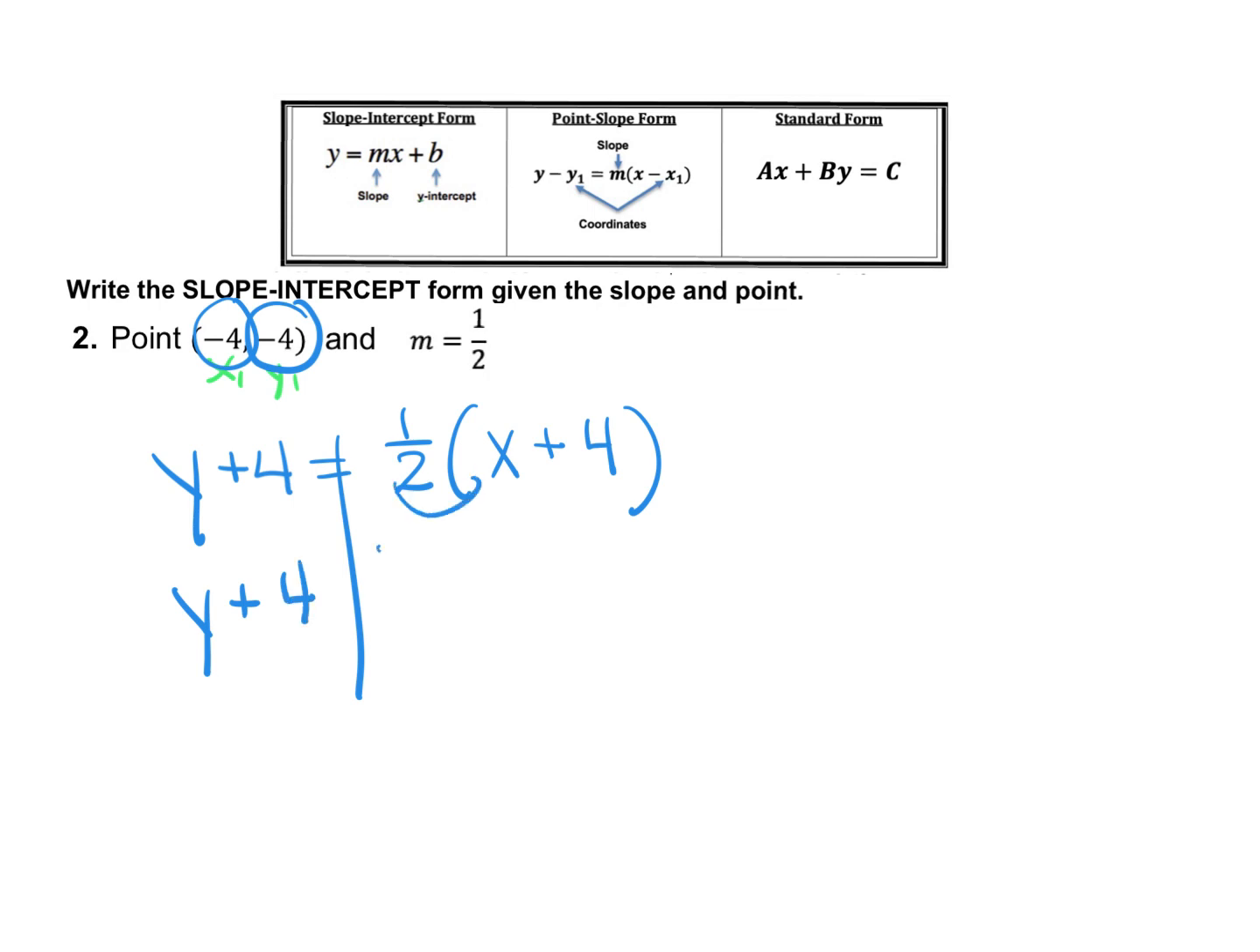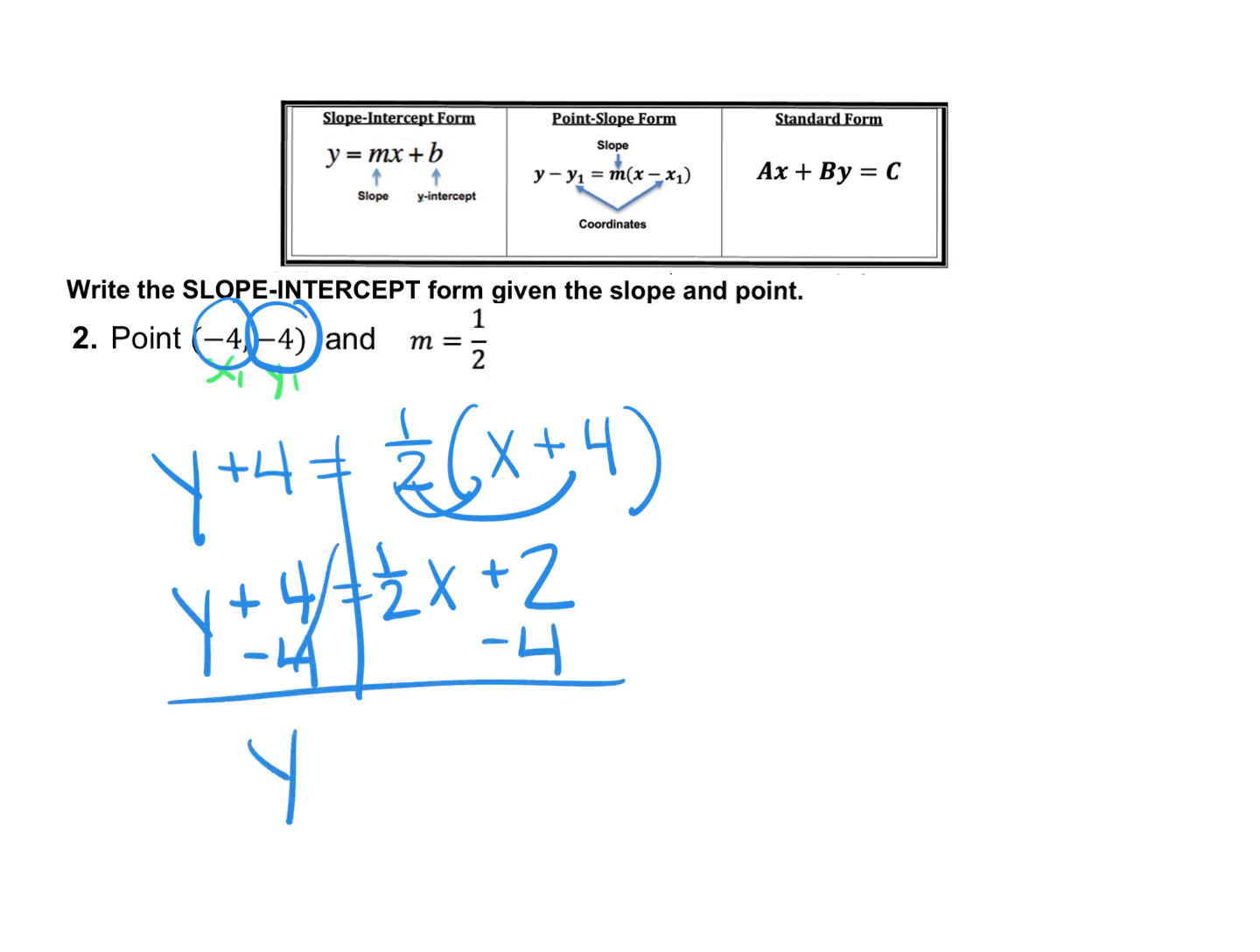So 1/2 x, and then 1/2 of 4 is 2. So now we're going to subtract the 4 to isolate the y, get it all by itself. And now you have y is equal to 1/2 x minus 2.